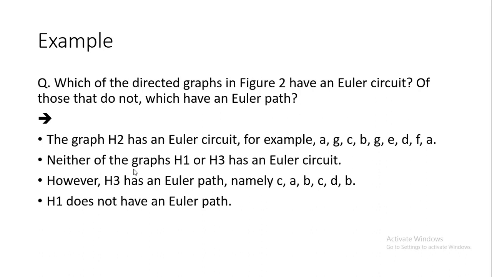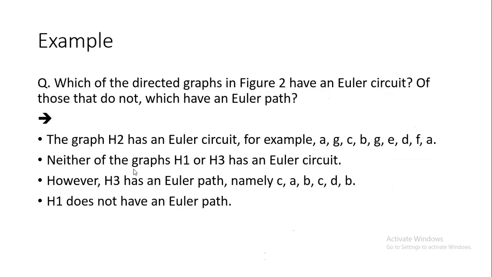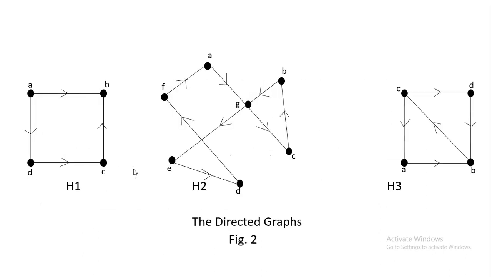Next, see here another question. Which of the directed graphs in Figure 2 have an Euler circuit, and of those that don't have one, which have an Euler path? The question is the same as the previous question, but the difference is that there, undirected graphs were given, but in this question directed graphs are given.